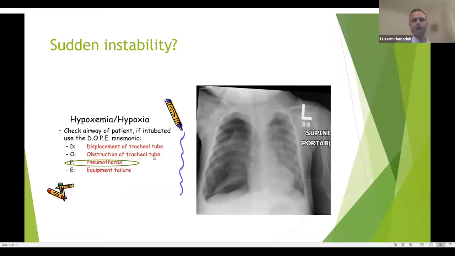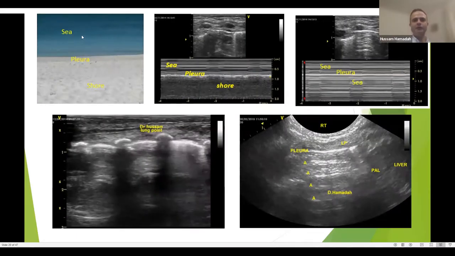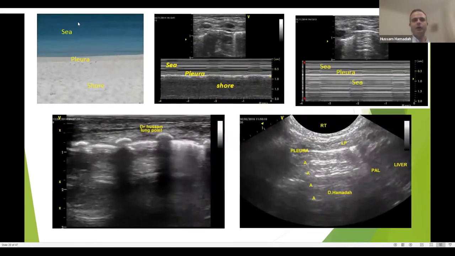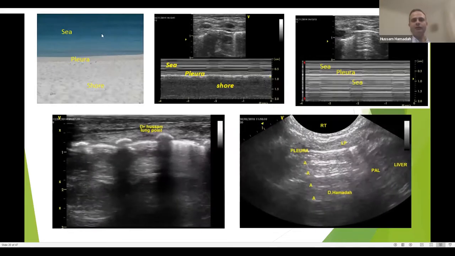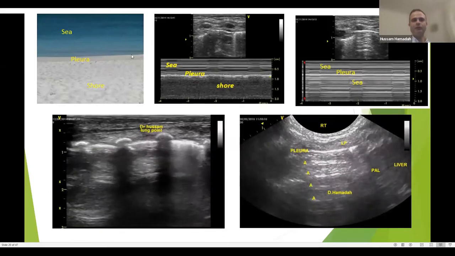Okay, you clinically suspect the pneumothorax. The technician in the ER cannot join you to do an X-ray. The patient is very sick. So what will you do? You will do ultrasound. What are you going to look for in the ultrasound? You will imagine yourself at the beach or in the sea, coming from the sea, far away, to reach the pleura here. Then you will see the shore.